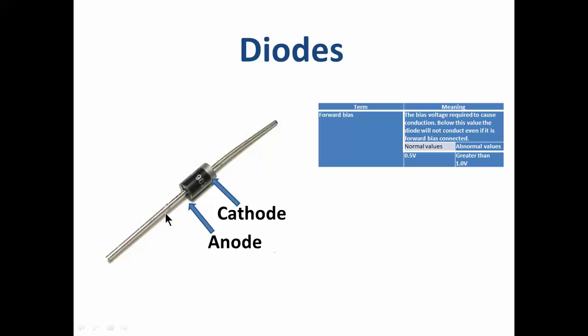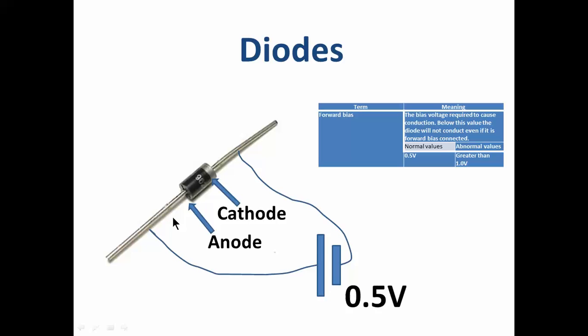If we've only got, say, 0.1 volt on that diode, then it won't turn on and we won't get the forward bias. So we need a voltage source of about 0.5. If it's looking to get voltages of 1 or greater to turn on, then there's something wrong with the diode. So the normal value will be about 0.5, the abnormal will be greater than 1.